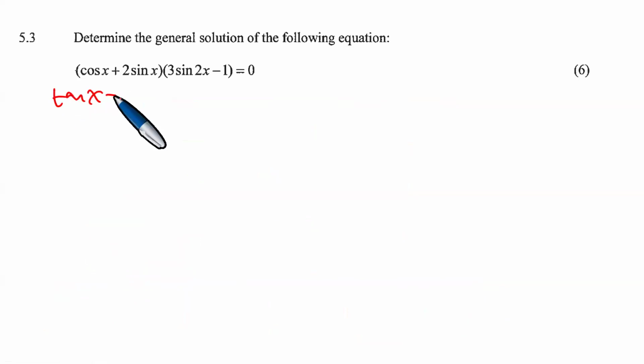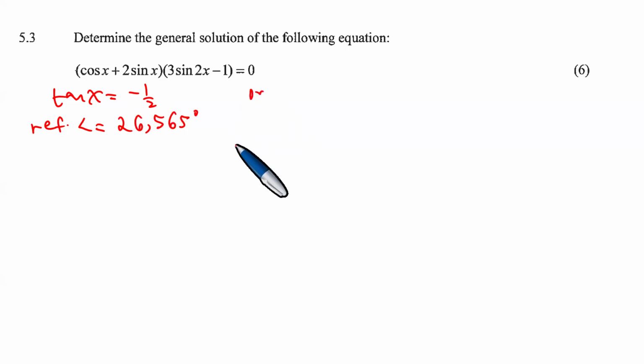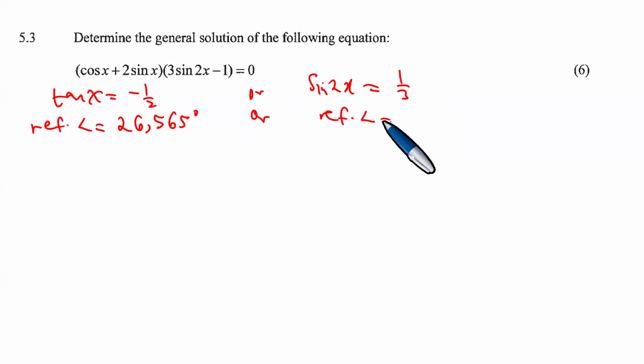So where the tangent of x equals minus 1/2, it came down to the reference angle, which became 26.565 degrees. Or we also get sine of 2x equals 1/3, where the reference angle is 19.471 degrees.